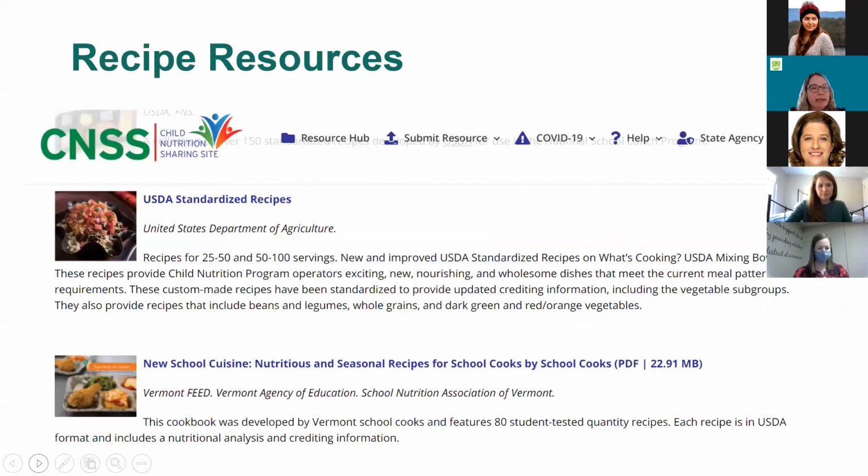The Child Nutrition Sharing site pulls recipes that state agencies have contributed. Just a couple here: of course, we're familiar with USDA standardized recipes, and we've got the Vermont recipes, which are pretty great. A word of caution: when you're pulling a new recipe, do a small batch first to test it out. You wouldn't want to start off with a brand new recipe, scale it up to 500 and cross your fingers and hope for the best. Start with a small batch, make sure it turns out the way you expect, and then you can scale it up, so that you're not wasting product.